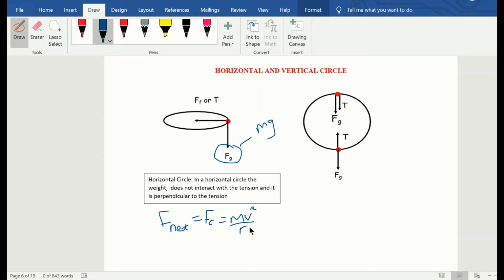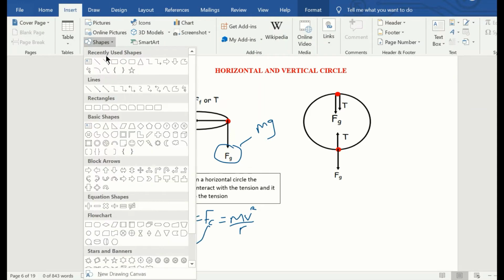And please note that centripetal force is also regarded as a net force. I repeat, centripetal force is also regarded as the net force. So here is the concept of a horizontal circle. The next circle you are seeing on your right is called the vertical circle.